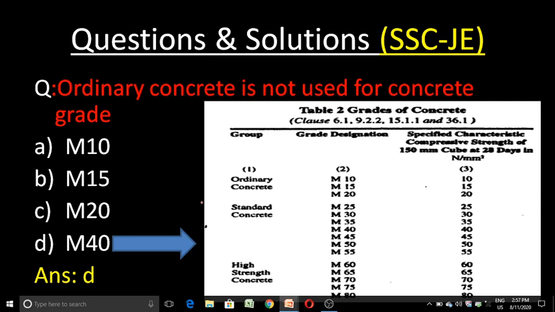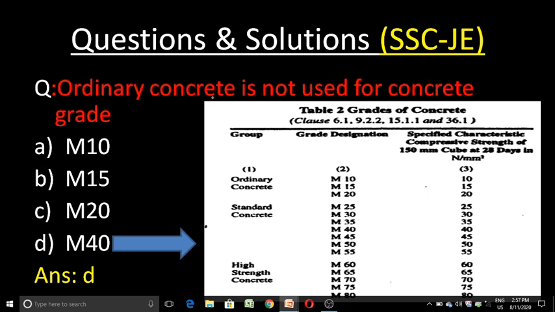So these are the questions asked in ESET. Now we'll solve some questions on this SSC JE. The question was asked in SSC JE in I think either 2008 or something. The ordinary concrete is not used for concrete grade. It is a little tricky question, so just don't get confused by that.